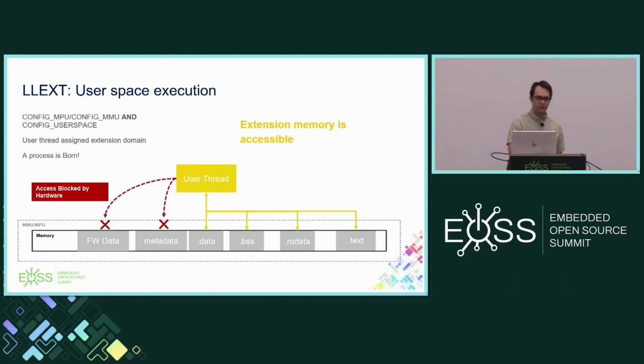Yeah, and so in user space execution, this is kind of interesting. Let's say we want to try and sandbox our extension that we've loaded. So we do have our MPU enabled or our MMU enabled. And in a way, we're kind of creating a process, kind of like a Unix process. We can't touch our kernel memory at all. We can run code, but we can't actually touch any kernel data. But we can still run all the new things that we've just loaded in, our data, our BSS, our RO data, our text, which is quite nice. So we've sort of, again, created a process.